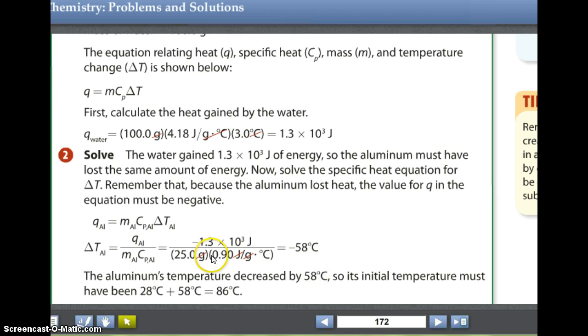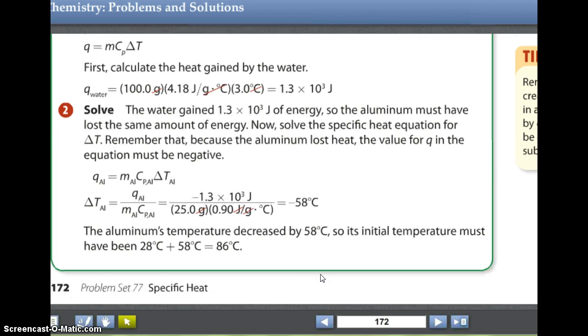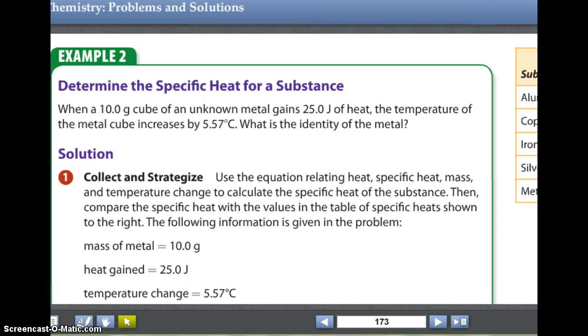We're saying, okay, well, what did it start with? So it ended at 28 plus 58 more degrees. The aluminum had to start at 86 degrees Celsius. As always, if you have questions about the problems that we're doing, please come to office hours and see me.